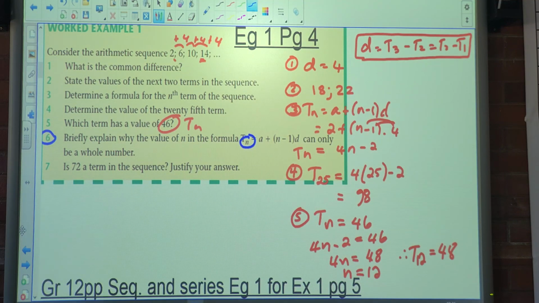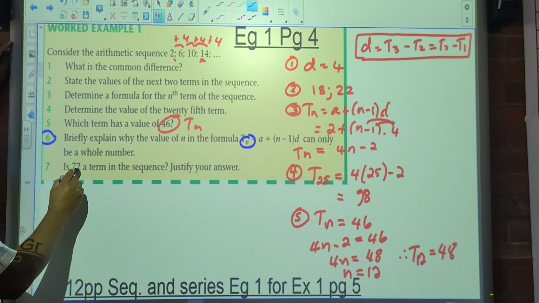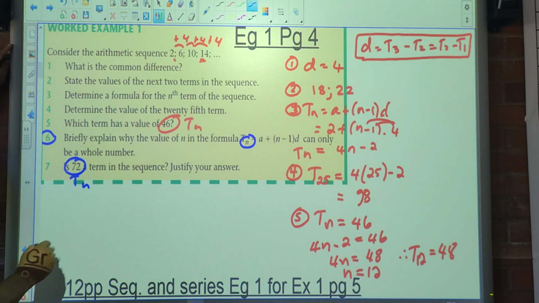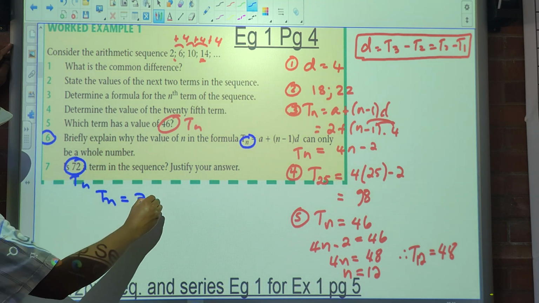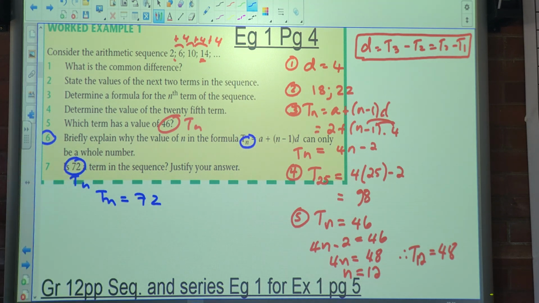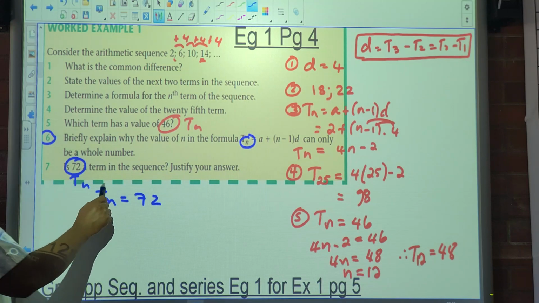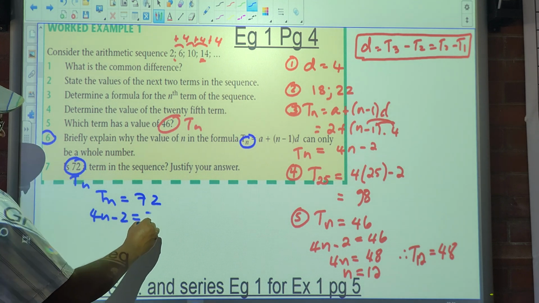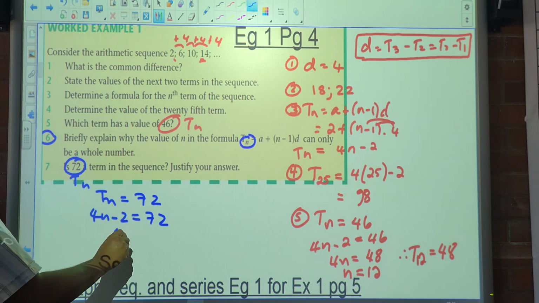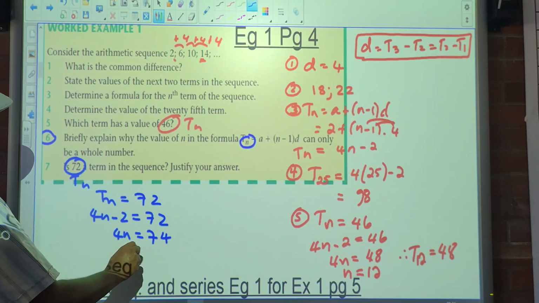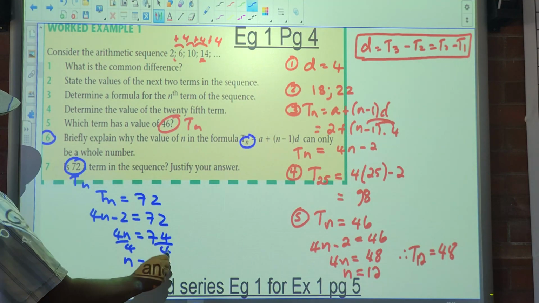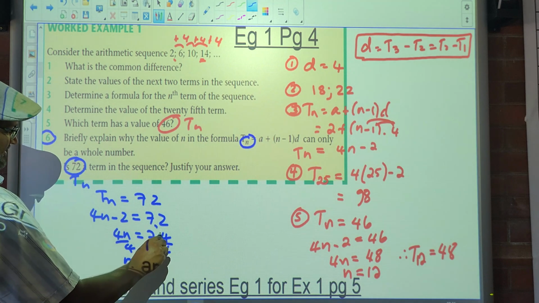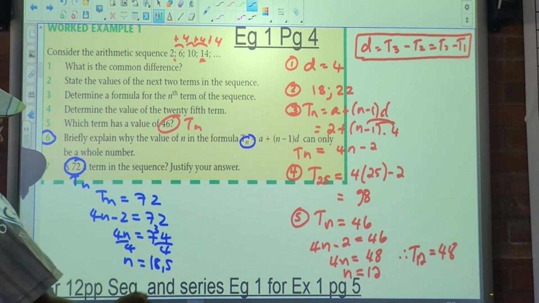Okay? So as n denotes position number, therefore it has to be an element of natural numbers. Okay. Number 7, we are told, is 72 a term in the sequence? Justify your answer. So that again we said equal to Tn. So if Tn is equal to 72, what are we calculating here, people? We're calculating n again. What is your Tn? 4n minus 2 is equal to 72. Add 2 over the equal sign, so 4n is equal to 74. Divided by 4. So n is equal to 18.5.